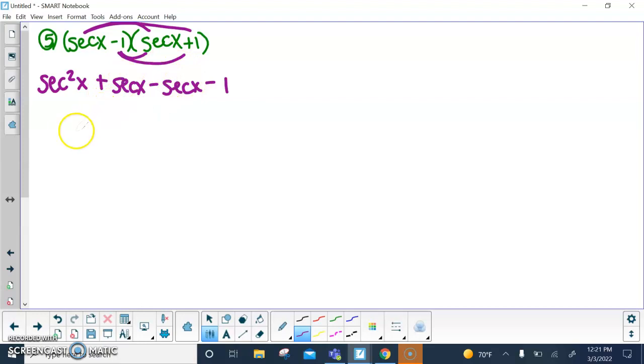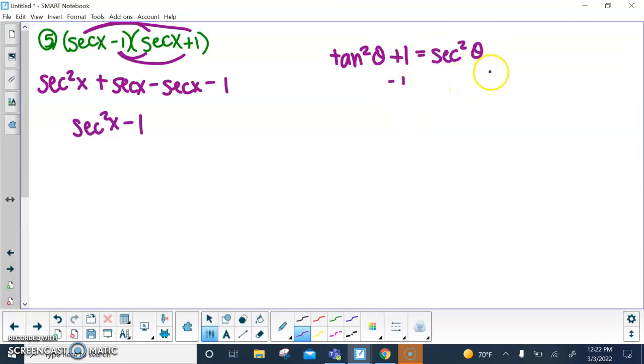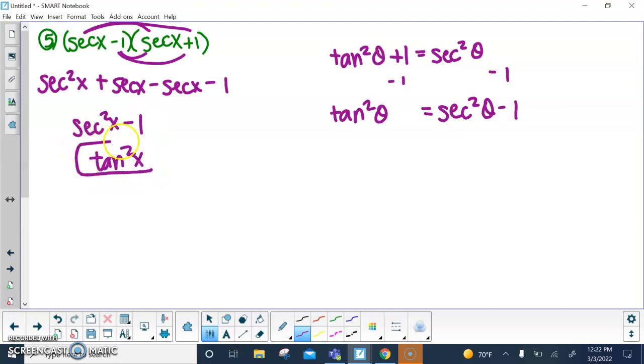So you'll notice that your terms in the middle cancel out, and that leaves you with secant squared of x minus 1. Well, that looks similar to one of our trig identities. We have a trig identity that deals with secant squared, but it is written as tangent squared of theta plus 1 equals secant squared of theta. If we subtract 1 on both sides, that gives us tangent squared of theta equals secant squared of theta minus 1. So that means that this secant squared of x minus 1, I can replace with tangent squared of x, and you are finished.